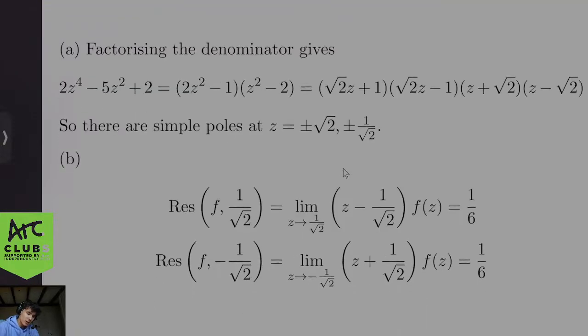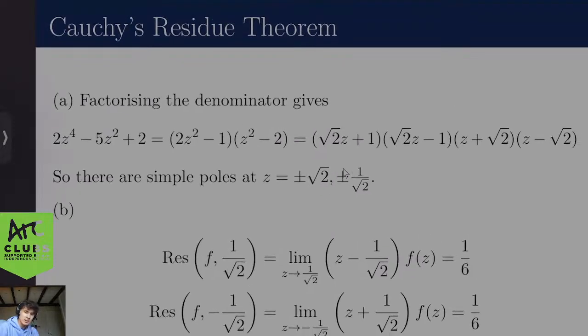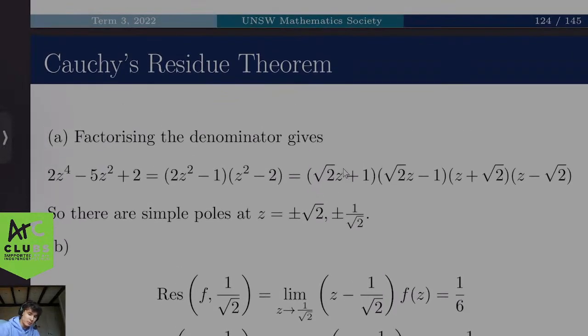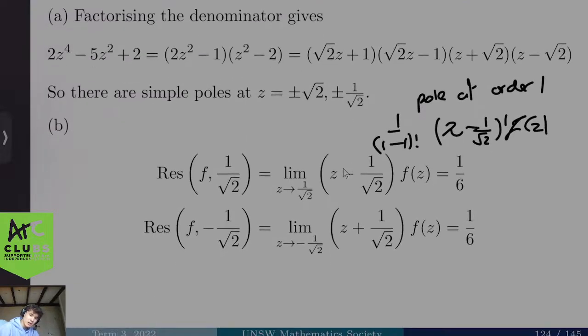So to calculate those residues, remember that these are simple poles, so they have pole of order 1. So it's 1 on (1 minus 1) factorial d, and then we look at the 0th derivative, which is just no derivative, and then we multiply by z minus 1 over root 2 to the power 1 times f of z.